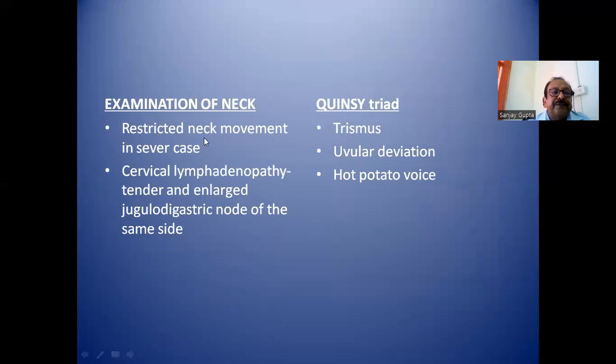On examination, neck movement is restricted in severe cases, and cervical lymphadenopathy is tender and enlarged. Jugulodigastric nodes are palpable and tender on the ipsilateral side. The Quinsy triad is trismus, uvula deviation to the opposite side, and hot potato voice.